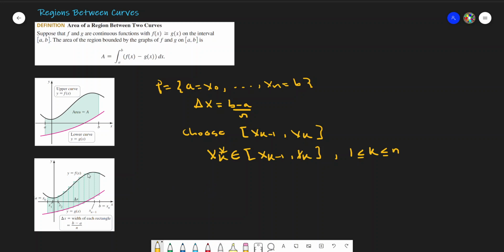So we know that we just need to find the respective heights. That's just saying take f of x k star, subtract g of x k star, and that's going to give us these rectangles. From there, we take this difference of the two heights and multiply by delta x. If I add this from k equals 1 to n, then the area is approximately equal to the summation from k equals 1 to n of f of x k star minus g of x k star times delta x.